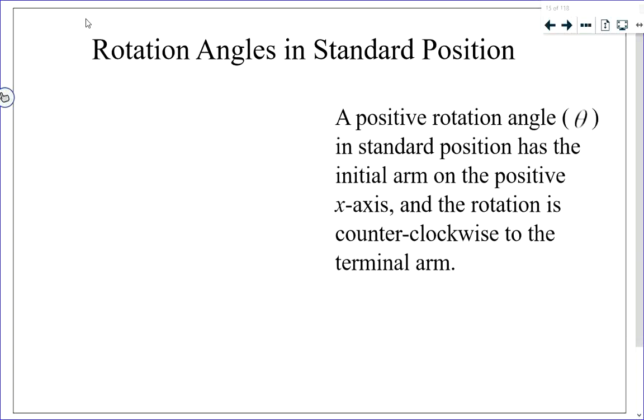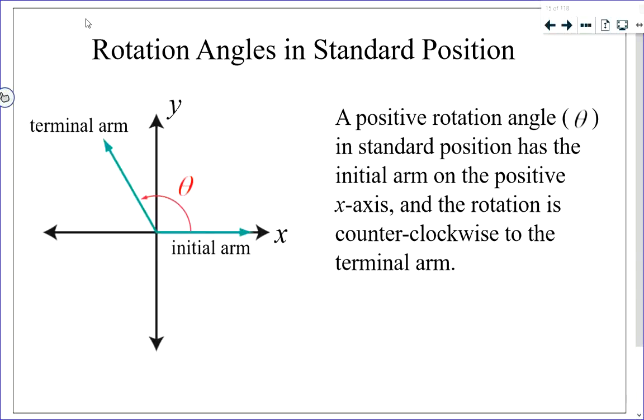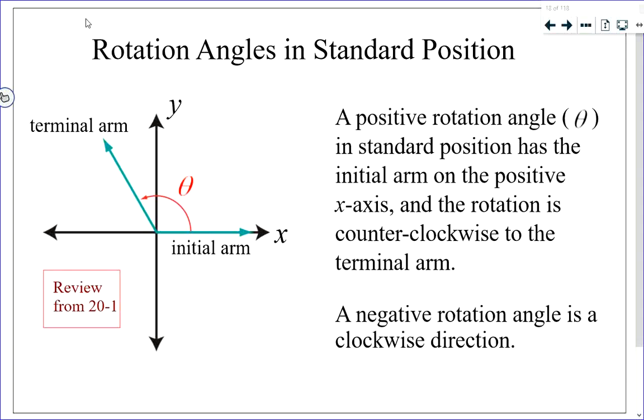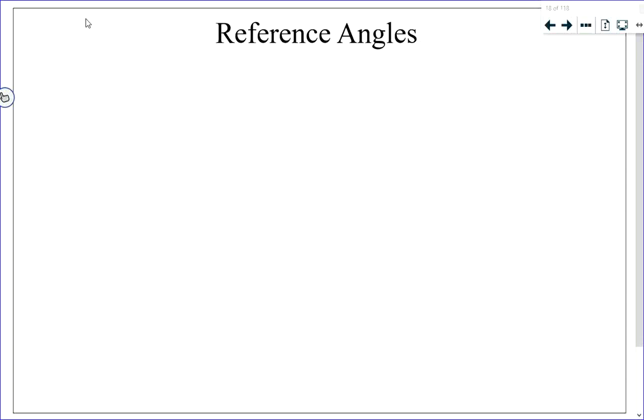I'm going to talk for a little bit here about things that you learned actually in Math 20-1, which form a foundation for some things we do in 30-1. A positive rotation angle theta in standard position has the following properties. The initial arm is on the positive x-axis, and if it's a positive angle, it's rotated counterclockwise, indicated by that diagram that you're looking at. If the angle is a negative rotation angle, it's rotated clockwise. This is a review from 20-1. A negative rotation, as I said, is a clockwise rotation.